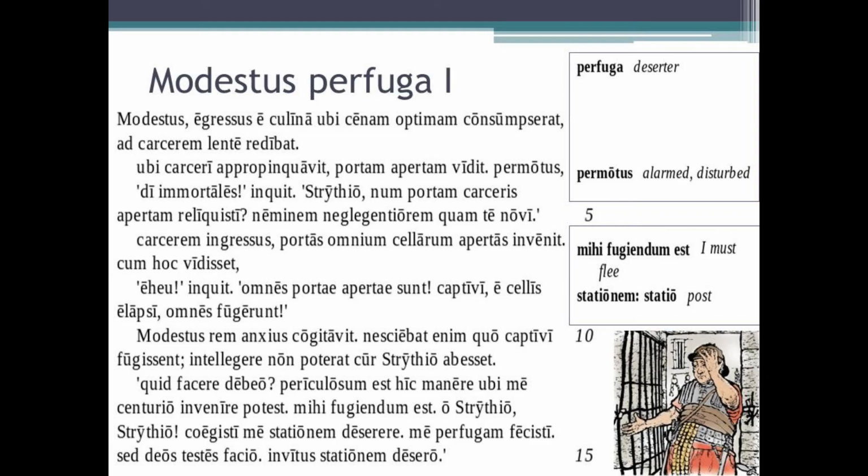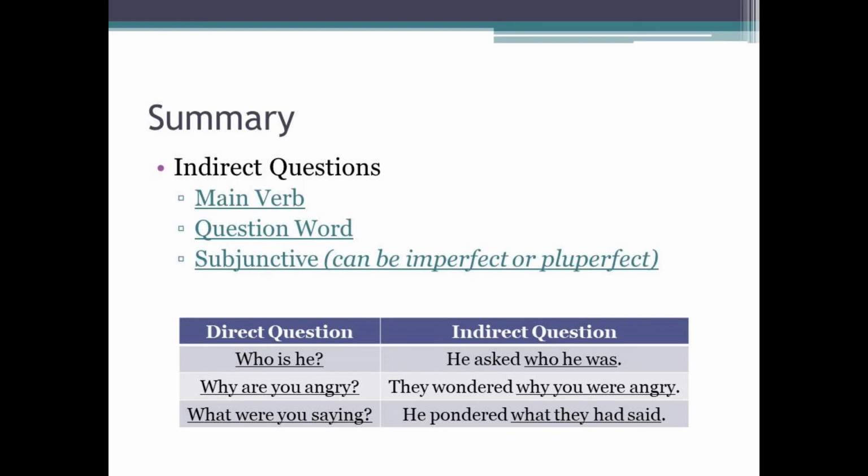Am I right? So we've now covered stage 25 of the CLC. So let's summarise. Indirect questions. The three main things that you should look out for are a main verb, a question word, such as quis or cur, and a subjunctive, which can be imperfect or pluperfect.